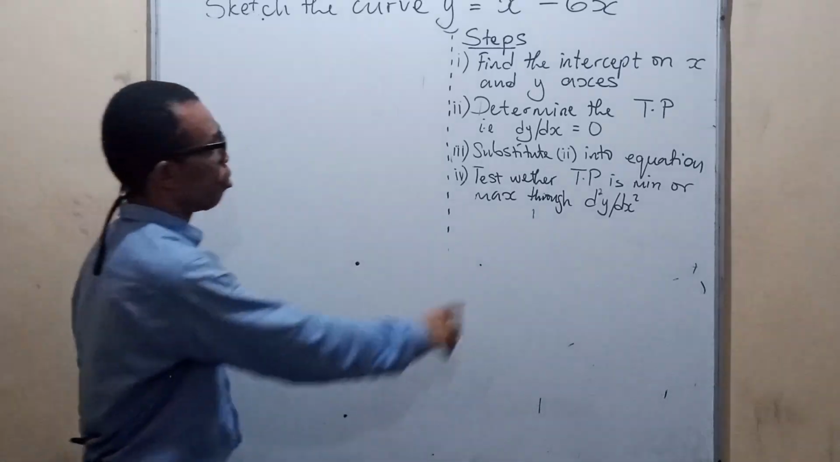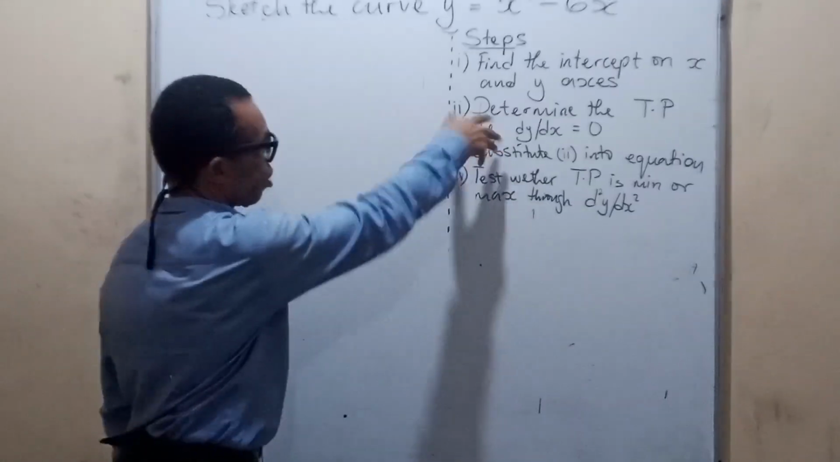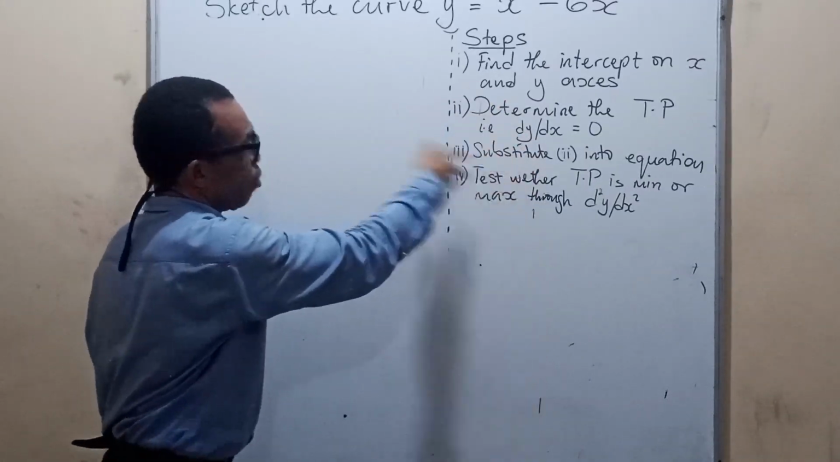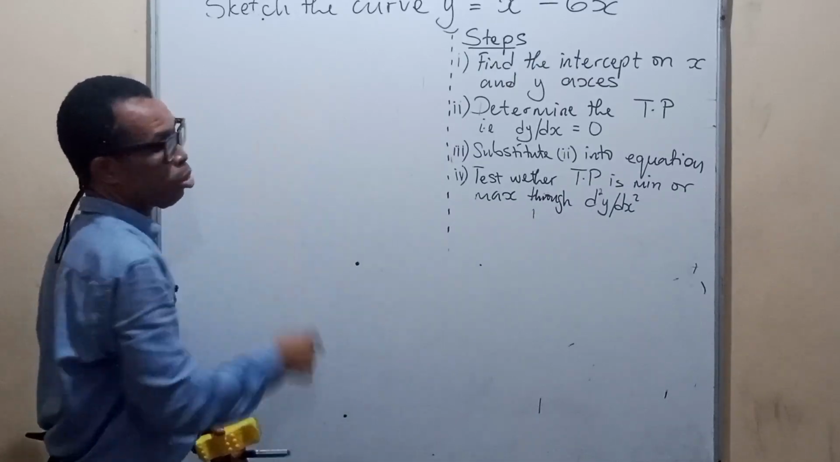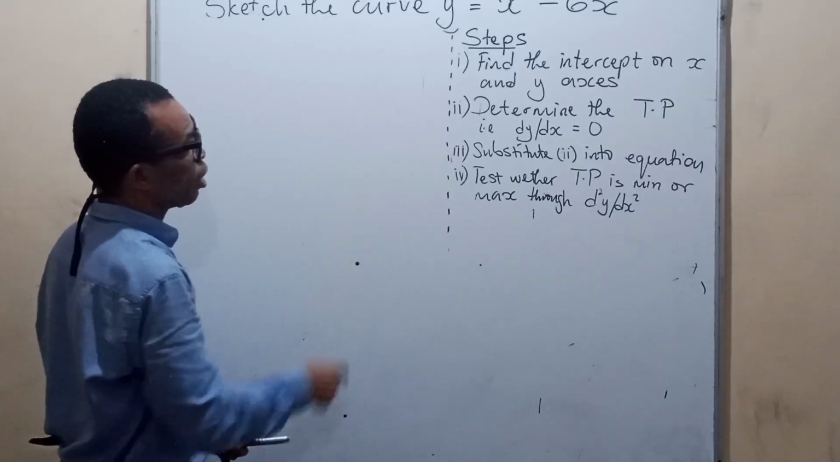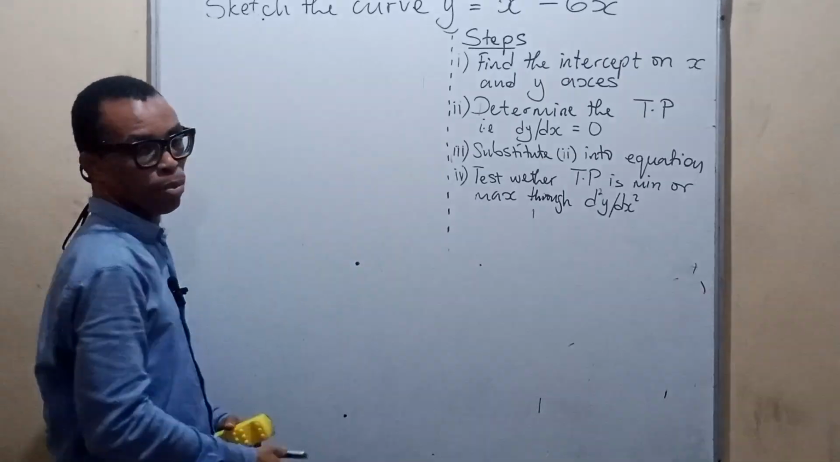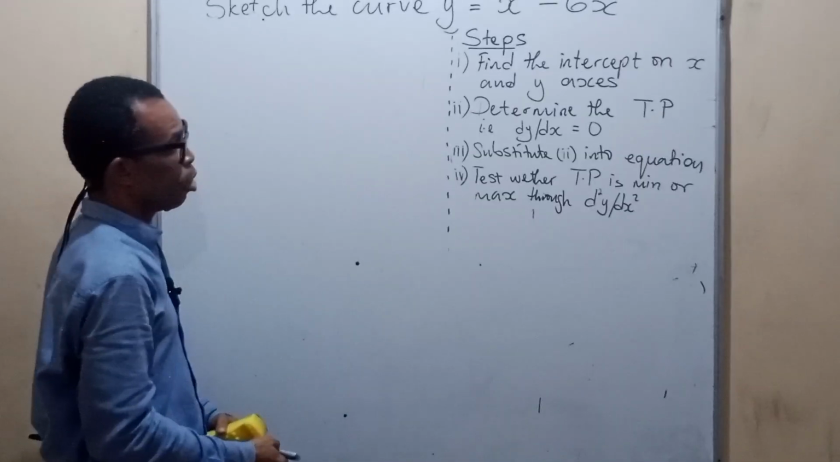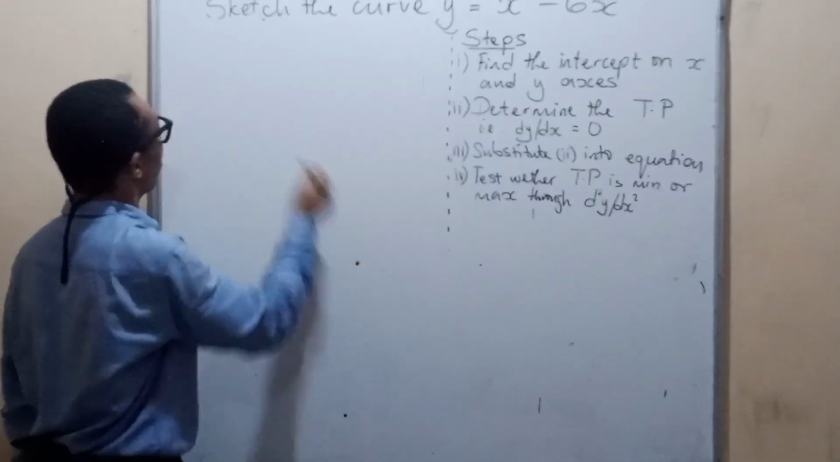Now, to sketch the curve, these are the points the student needs to take note of. The steps highlighted here can help the student. Now, let's follow the steps and sketch this curve given to us. So, find the intercept on x and y axis. That is, find when x is 0, what will be the value of y, and when y is 0, what will be the value of x.